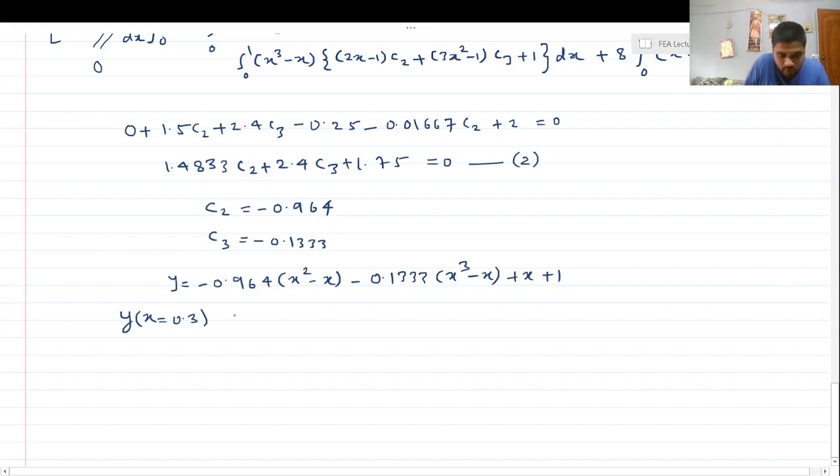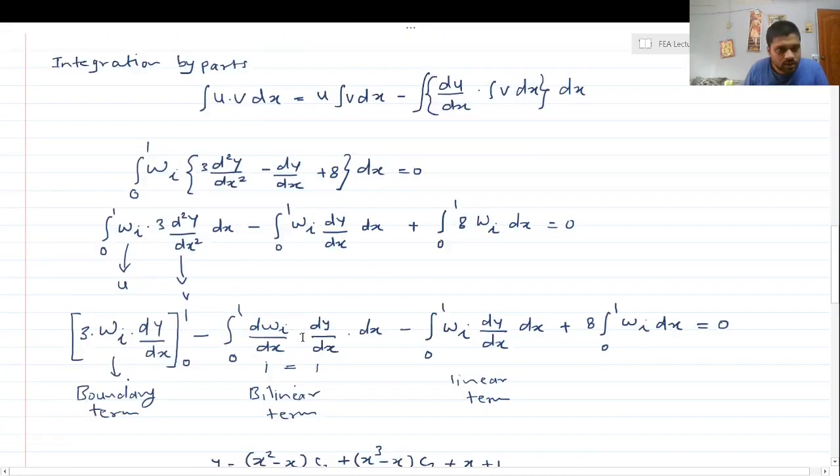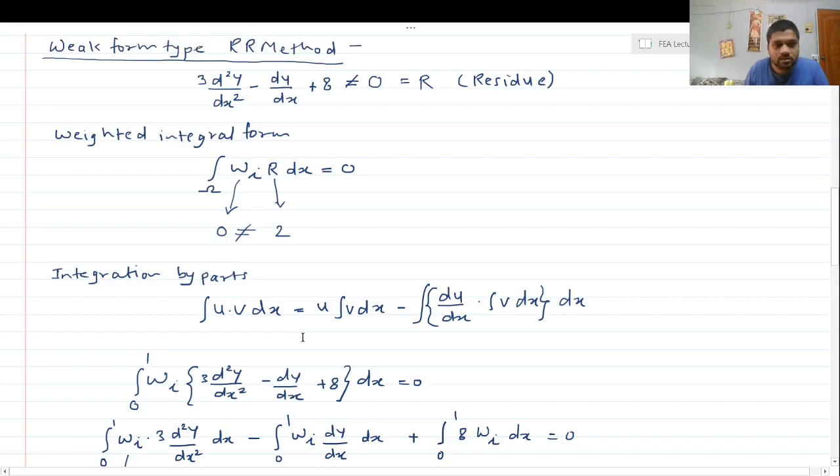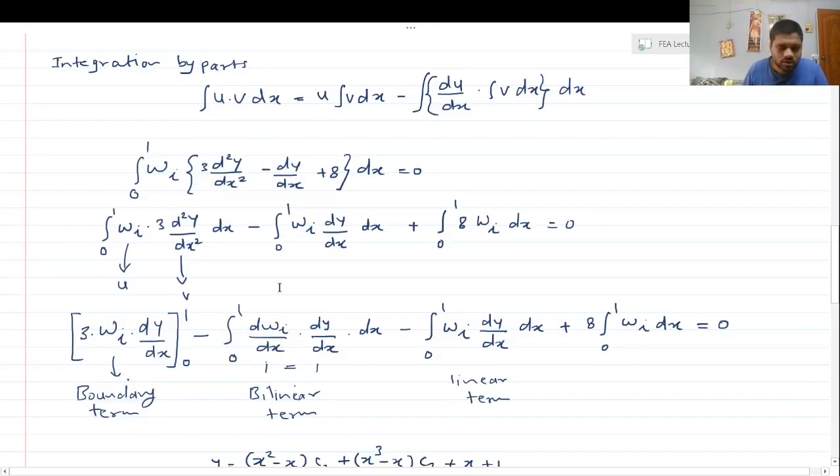So y at x equal to 0.3. We will just have to replace x by 0.3 and find out the value. That value turns out to be 1.5388. And similarly, y at x equal to 0.6 turns out to be 1.88. So now, as you can see, the Rayleigh Ritz method, where we applied the integration by parts to the term which involved the weight function and the highest differential power term in the differential equation, reduced some amount of calculation, and it gave us these different terms.